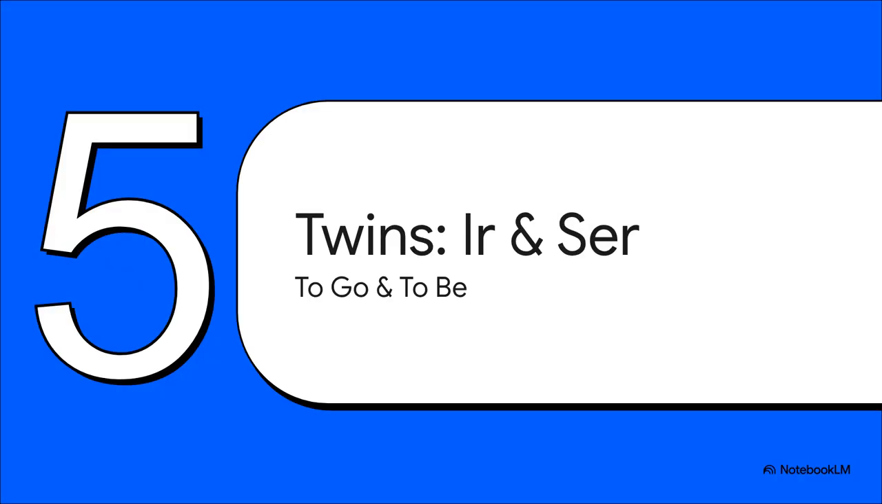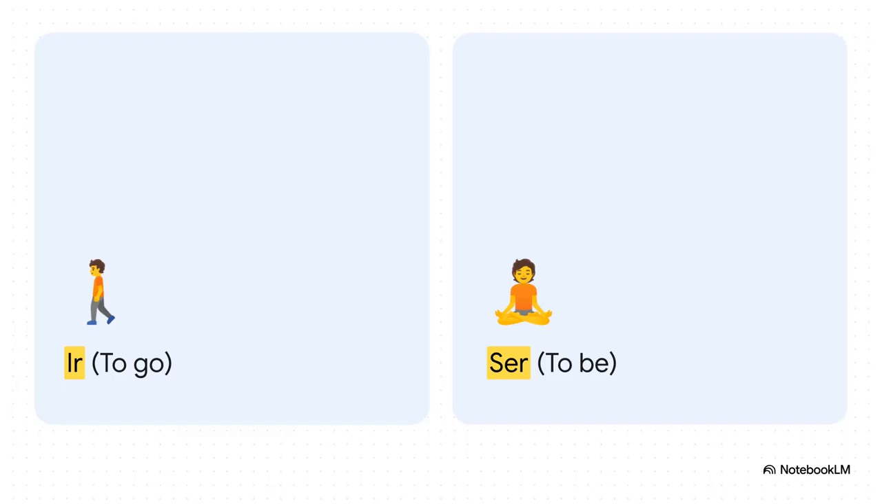Finally, Section 5. The identical twins. Ir and ser. We have finally arrived at the most surprising and honestly kind of fascinating group of them all, the verbs ir, meaning to go, and ser, meaning to be. Here is the wild part about these two entirely different verbs.